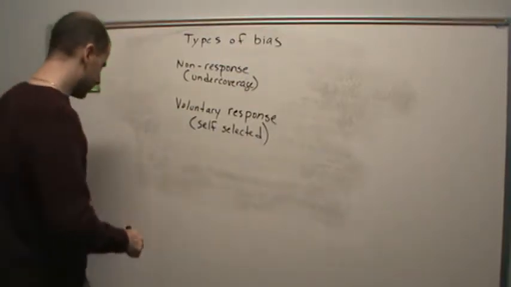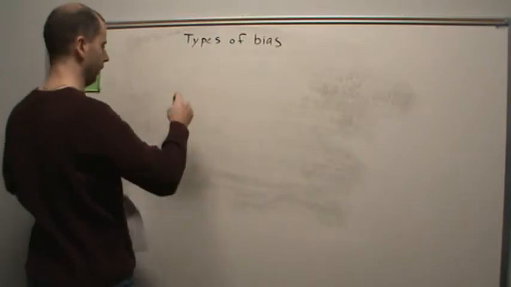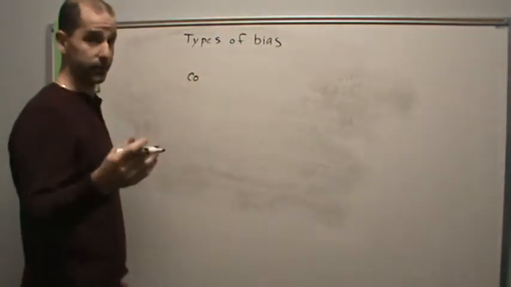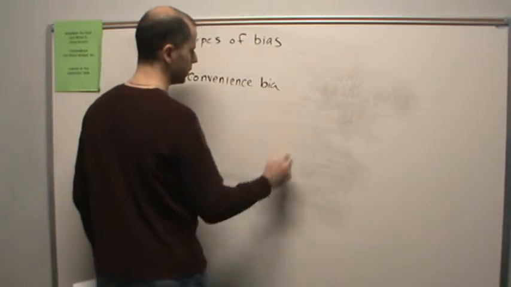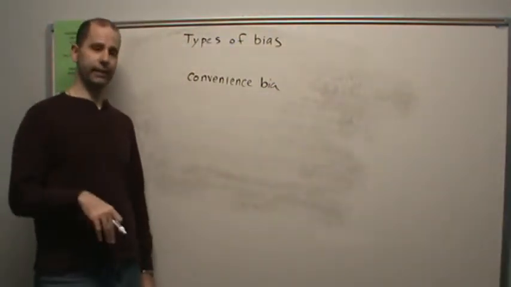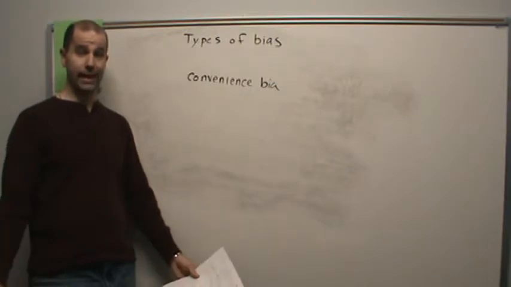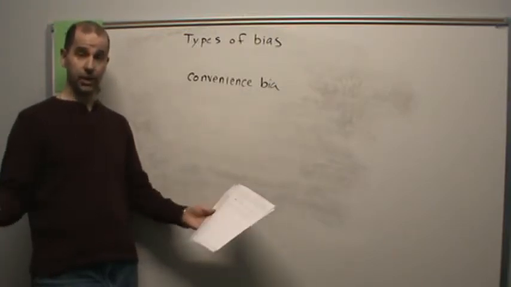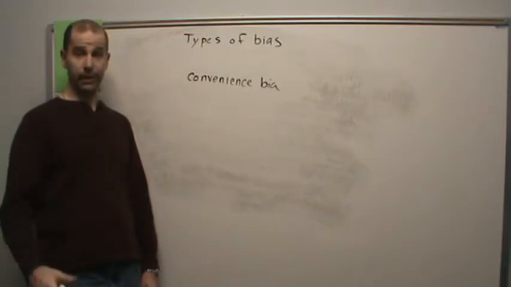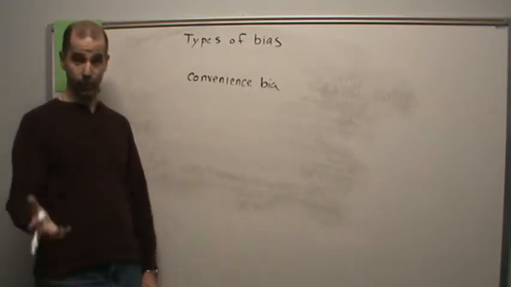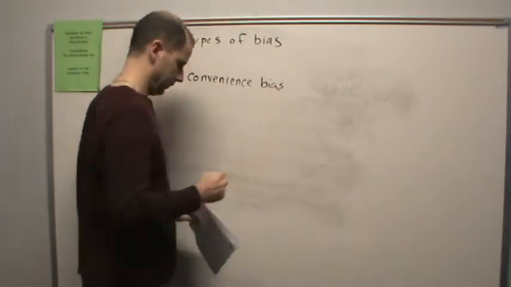So the next one, and the last one as far as bias that we're going to talk about, is convenience bias. The convenience bias comes from the convenience sampling method. That's bias that's inherent in using the convenience sampling method, because the people that you talk to at the supermarket may not represent the population of the city or state or town that you're in. They may be shopping there and they may live in a different town. They may be visiting from out of state and they went to the store to buy something. So again, that's convenience bias.